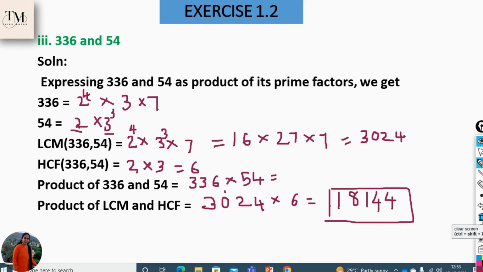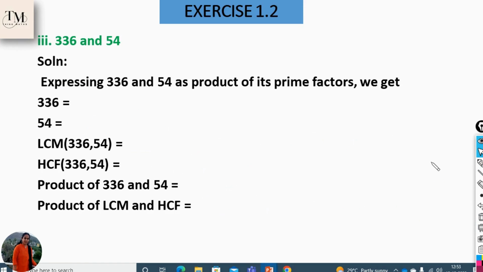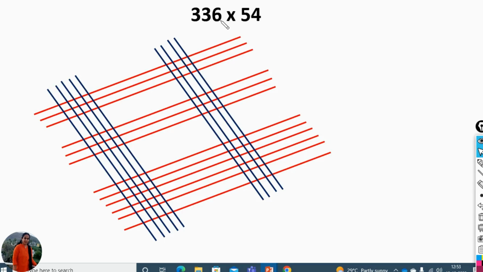Let us check now. So 336 into 54. I have already drawn lines, so I will explain to you. The first value is 336. For this 3, I have drawn 3 lines in red. For the next 3, 3 lines. For the next 6, I have drawn 6 lines. For this number 54, I have drawn 5 lines in blue. For 4, I have drawn 4 lines here.